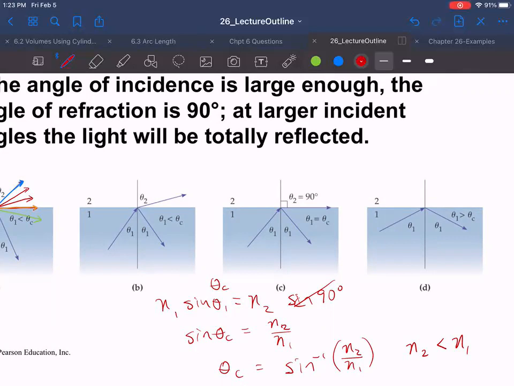So that can also tell you the concept there. Besides, with the other one, it's always bending toward the normal, so it just bends closer and closer to 90 degrees.